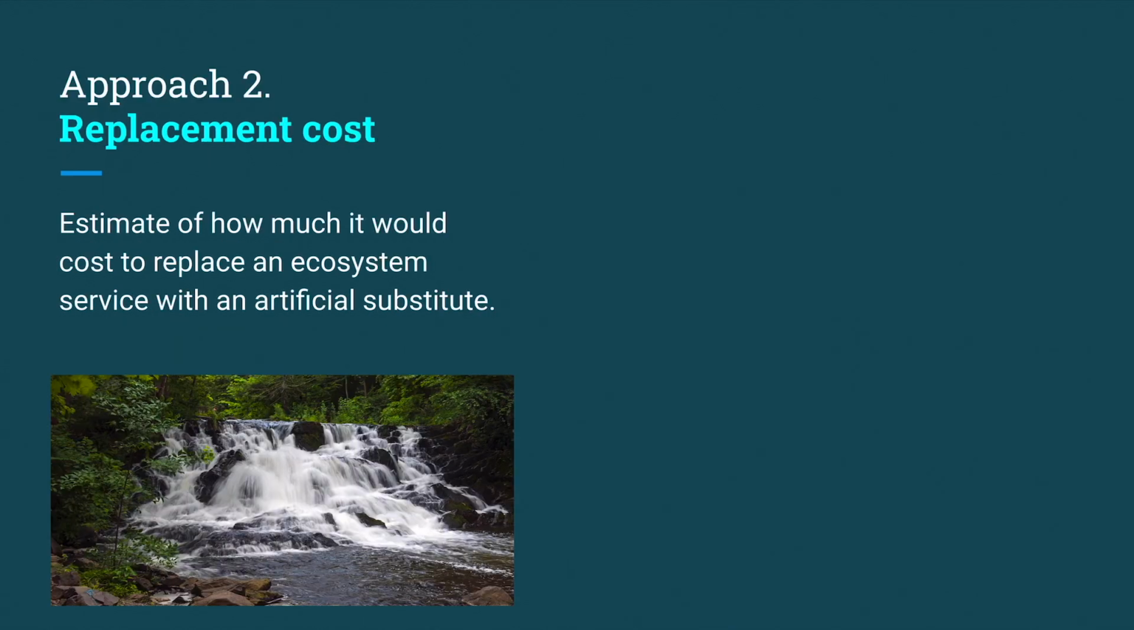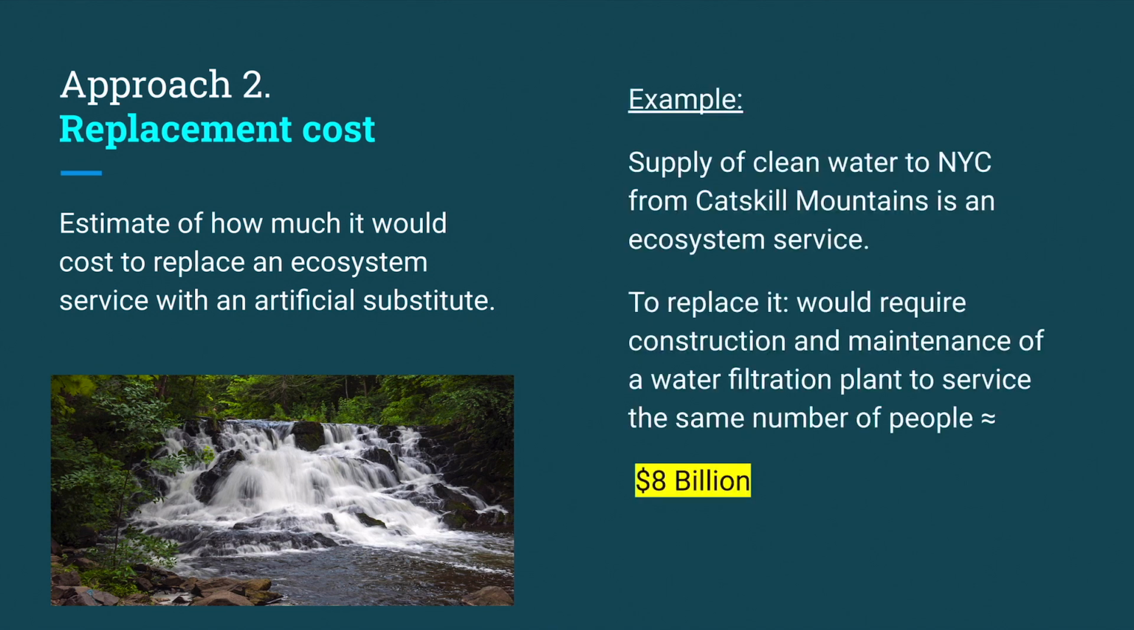The second approach is called replacement cost, and it entails exactly what it sounds like. This method is used to estimate how much it would cost to replace an ecosystem service with an artificial one. So for example, the supply of clean water to New York City from the Catskill Mountains is a regulating ecosystem service. To replace it would cost $8 billion a year, and this includes the construction and maintenance of a water filtration plant to service the same amount of people that get clean water naturally from the Catskill Mountains. So the value of the filtering that happens as water flows through the Catskill Mountains to New York City is about $8 billion a year.